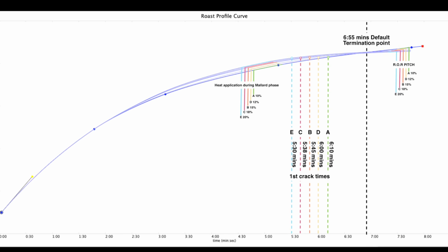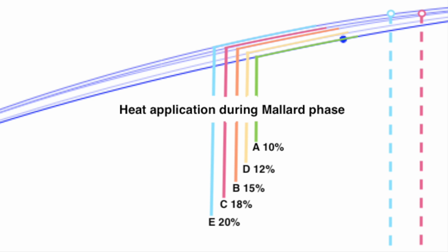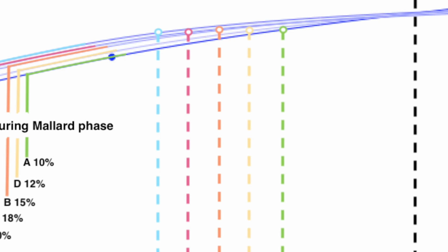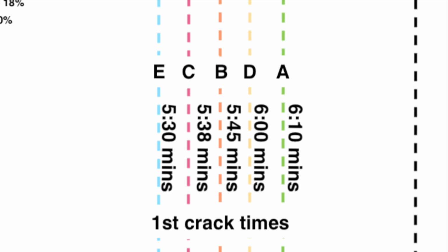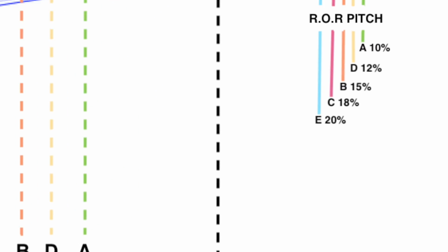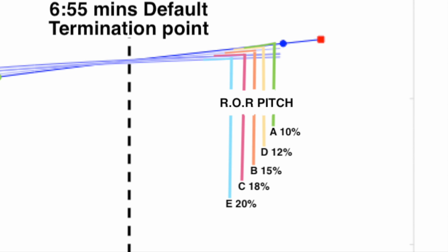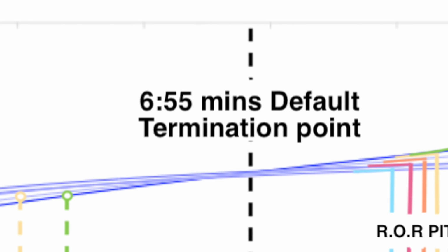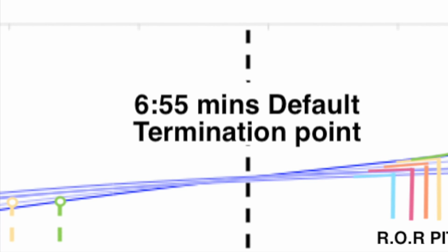First, from the rate and amount of heat applied during the Maillard phase. Second, the target first crack time. And lastly, the desired development percent post-crack. Note that all 5 cupping curves have a similar total duration of roast time.